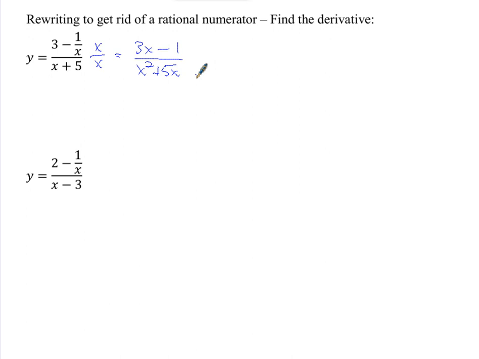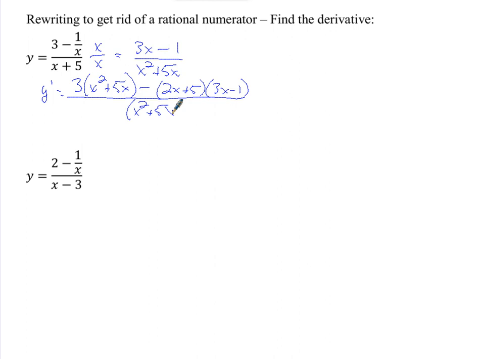So now we can take the derivative of this. Y prime equals f prime, which is going to be 3 times the original g, x squared plus 5x. See, this is fun to say. Minus g prime, which is 2x plus 5, good. Parentheses, the original f, which is 3x minus 1. Okay, so we can see that as we simplify this, we're going to have to FOIL. All divided by, parentheses, x squared plus 5x, the quantity squared.